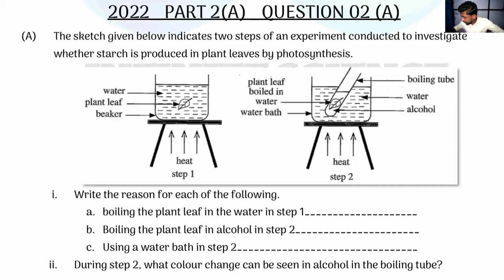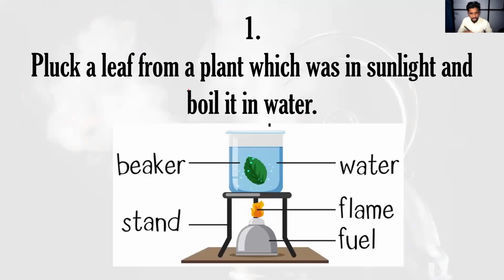This is the practical to confirm whether starch is produced during photosynthesis. This is the first practical in your syllabus, in the photosynthesis part. First, I will explain the practical, then the reason for each and every step, and then we'll discuss the question. If you want to test whether starch is found in the leaf, the first step is to put the leaf into boiling water. So you are going to boil the leaf by using the hot water.